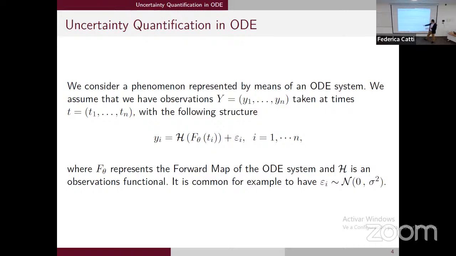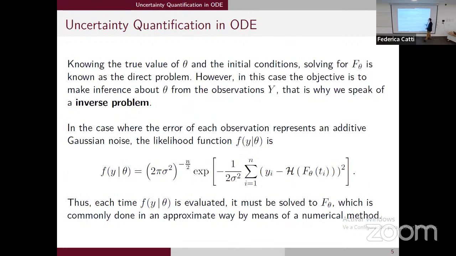And this is the error component. It's common that the error has a normal distribution. So in that case, the observations are a combination of the state variables plus Gaussian noise. Knowing the true value of theta, the parameter, and the initial condition, solving the forward map is known as the direct problem. However, in this case, our objective is to make inference about the parameter from observations. That is why we speak of an inverse problem.